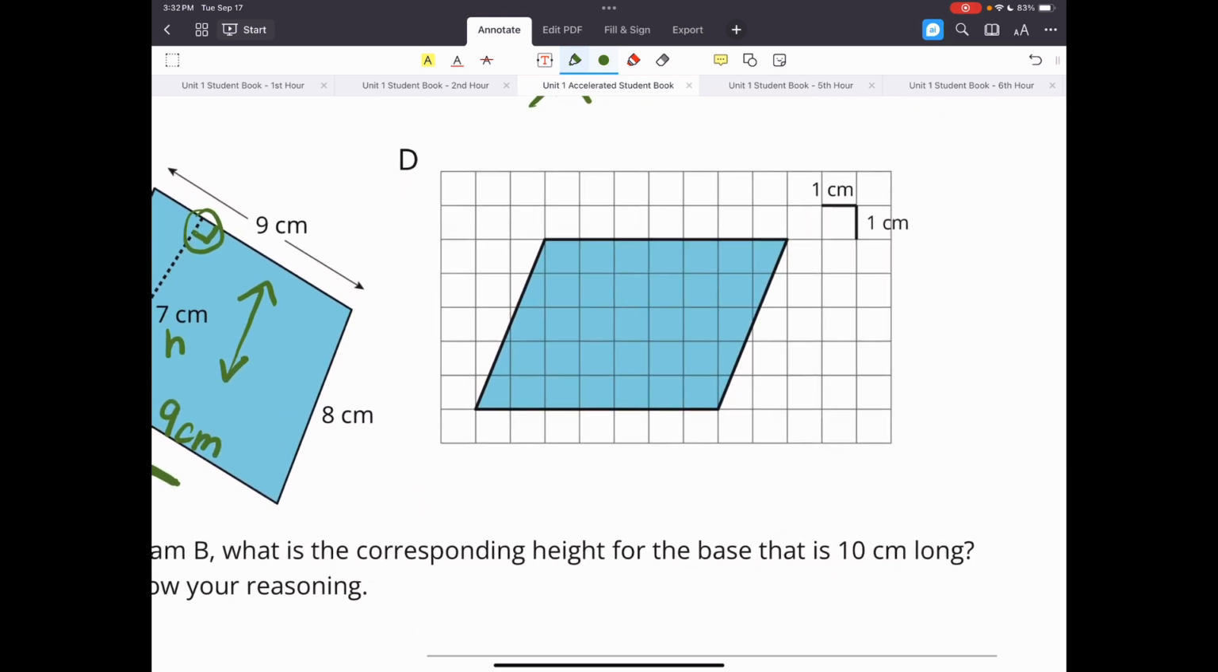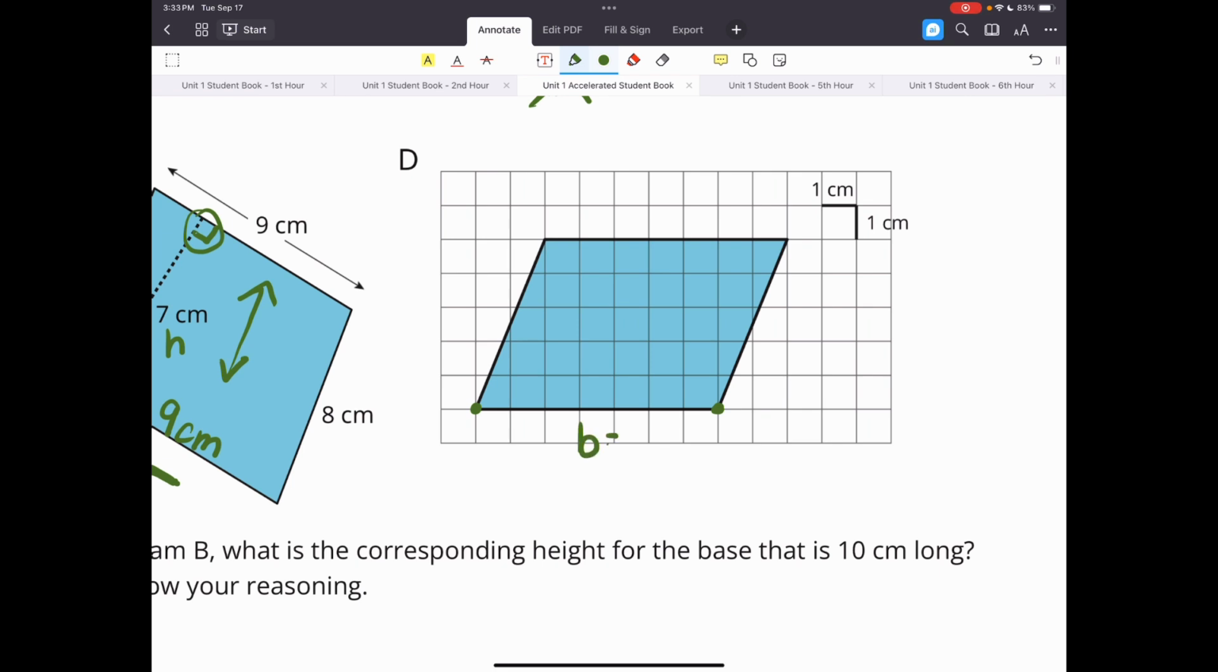Okay, on this one, it's a beautiful parallelogram. The only thing is the height is not drawn and we don't have measurements. So we have to do the legwork of this. Remember that when we pick our base, it needs to be perfectly left to right on a grid or straight up and down vertically on a grid because we have to be able to count the units.